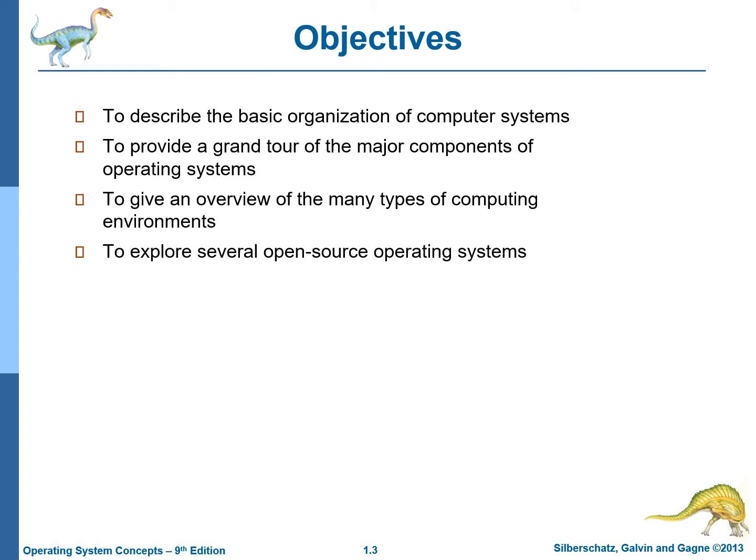So the objective of this first chapter is to cover all these concepts, to describe the basic organization of a computer system, and to give a brief introduction about the major components of an operating system, and to discuss the different computing environments available for operating system, and to have a brief idea about the various open source operating systems.